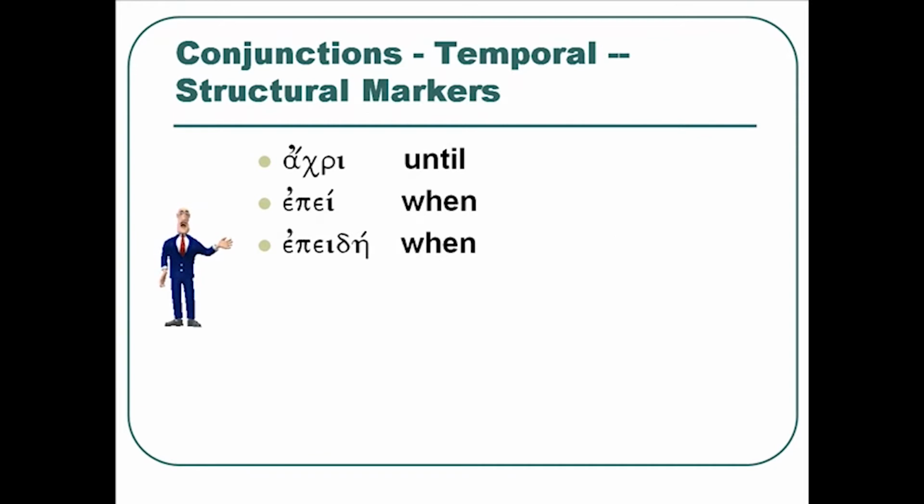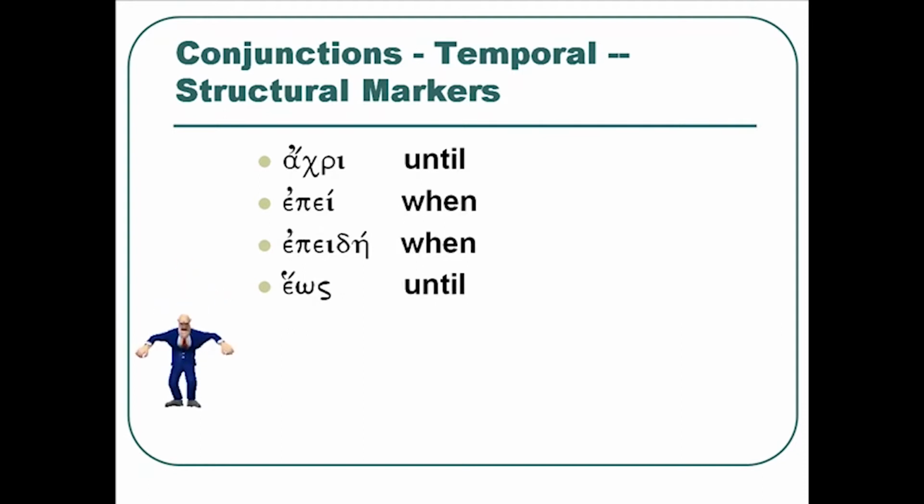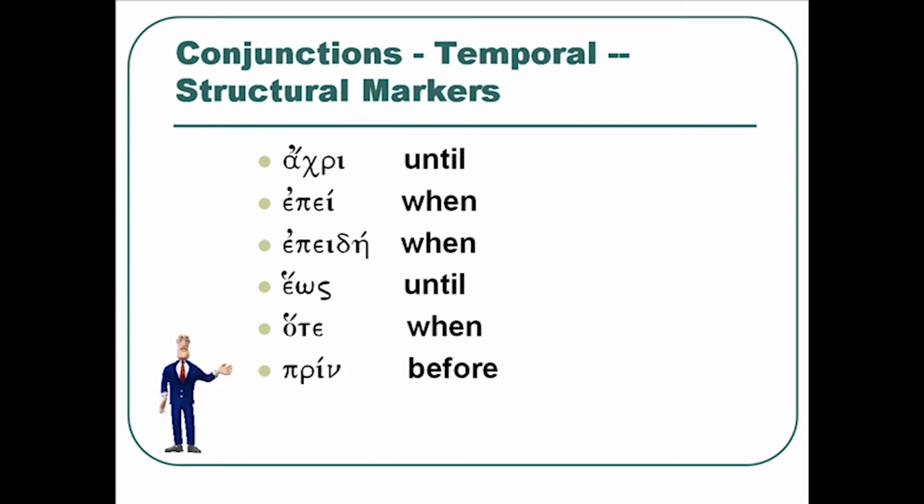Epeidae means when also. Heos means until. Hote, which we know means when. And prin, which we've seen before, means before. So these are just small words that give you some sort of temporal indication of when things are taking place in the sequence of things taking place in your discourse.